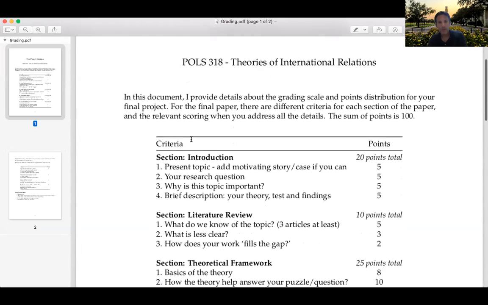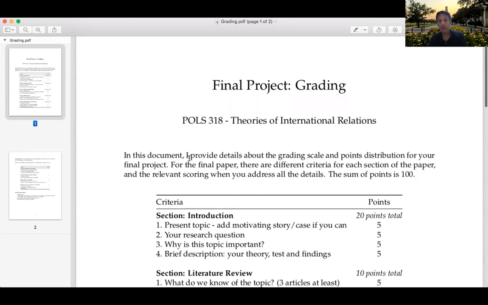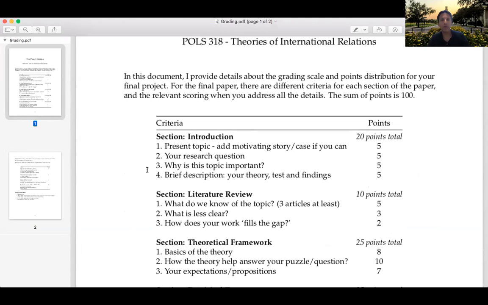What I want you to think about when you use this document, I prepared that in advance on purpose so you'll have time to also look at that while you're writing your paper. And as it says here, in order to get those points, you need to make sure that you address the details in your sections, right?